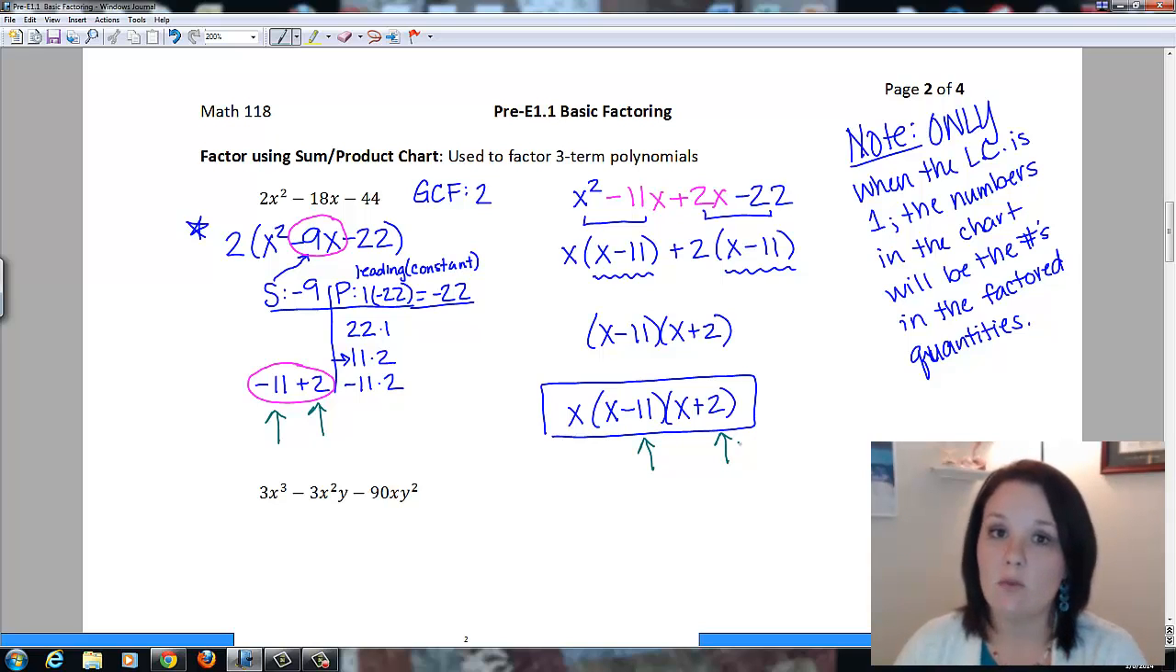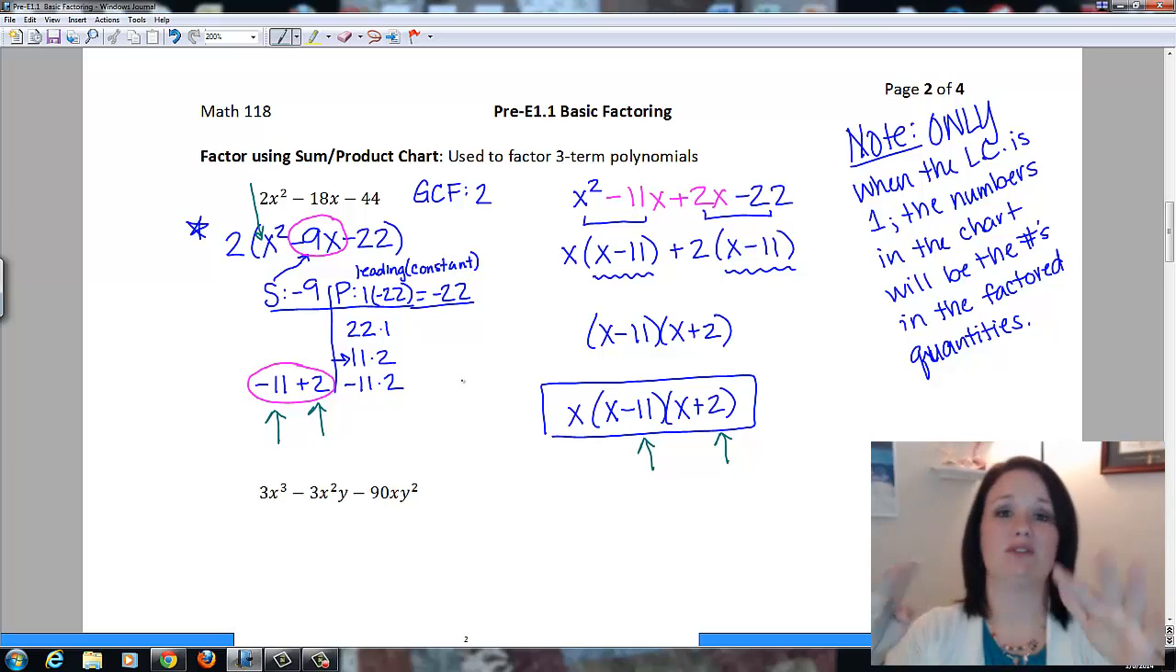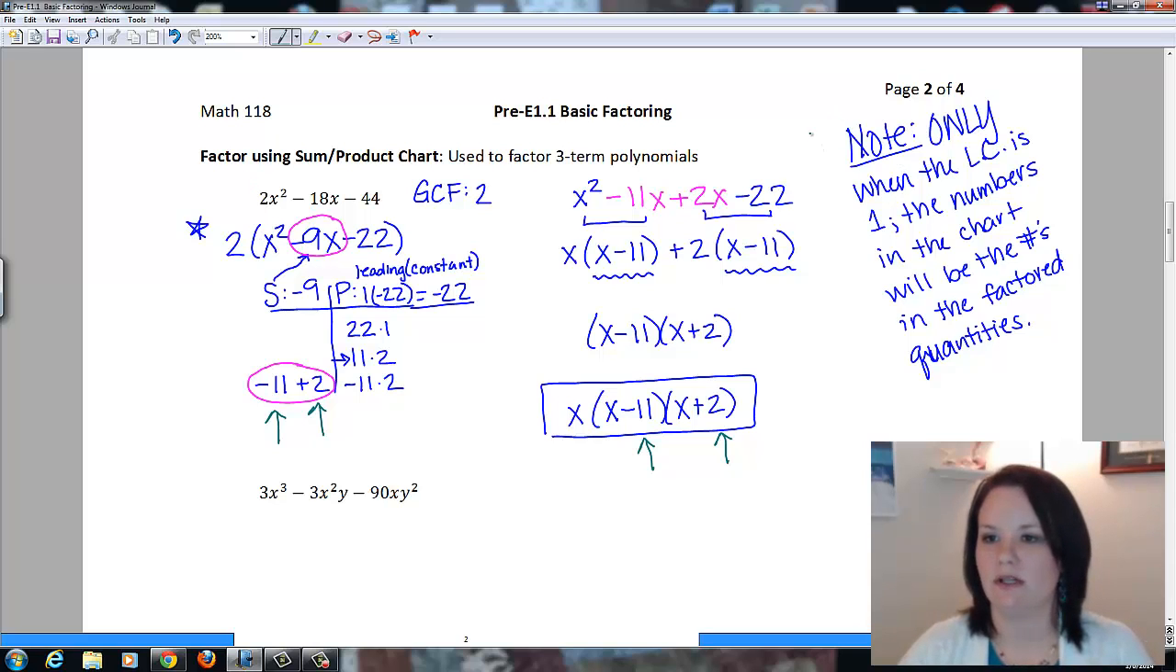Now that only works when our leading coefficient, which is the number in front of the x squared, is a 1. Okay? If there was like a 3 or a 4 or negative anything there, this doesn't apply. But when the leading coefficient is a 1, then it's nice to remember this shortcut, because then you don't have to go through the whole replace the middle term and group. Okay. All right, let's look at another one. Okay, I'm going to erase that so it's not too nasty.